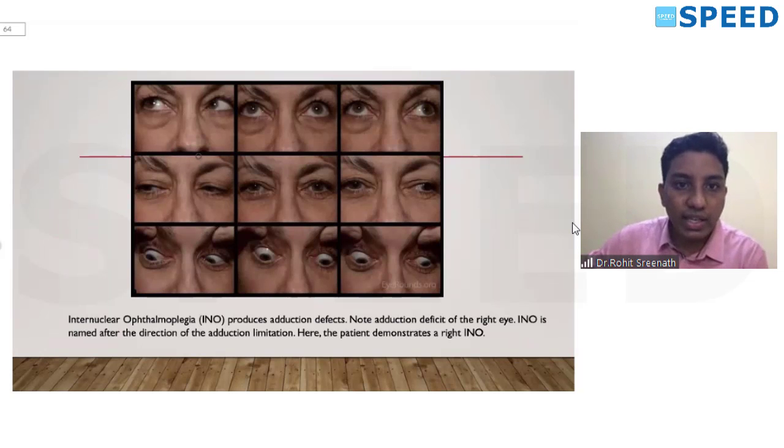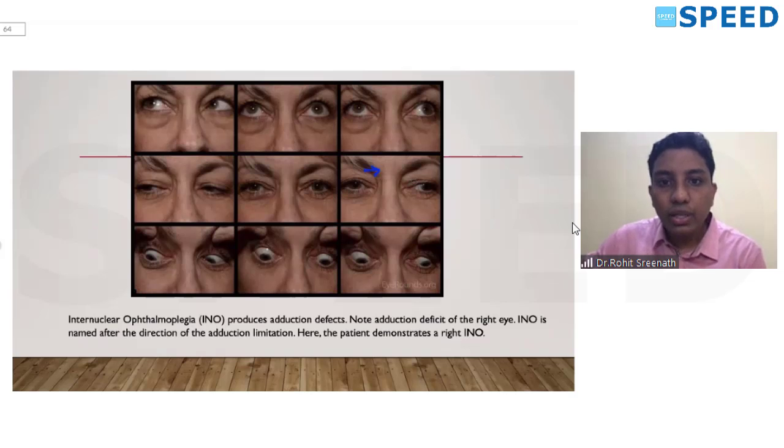So what are we seeing here? In this patient, note the adduction deficit in the right eye. When the patient is trying to adduct, the right eye is not able to adduct, and there is an abduction nystagmus in the left eye. So this is a patient with a right-sided INO.